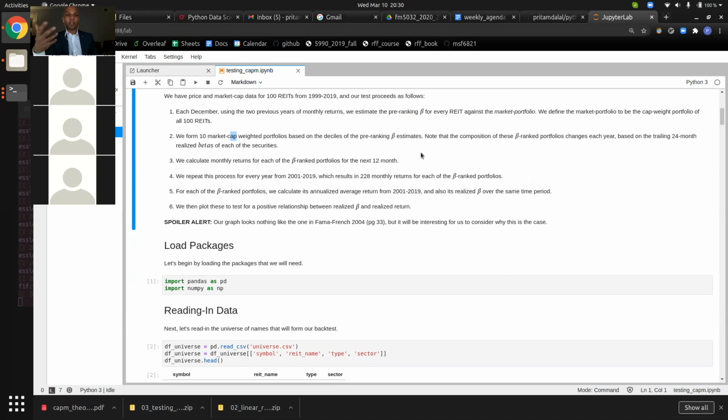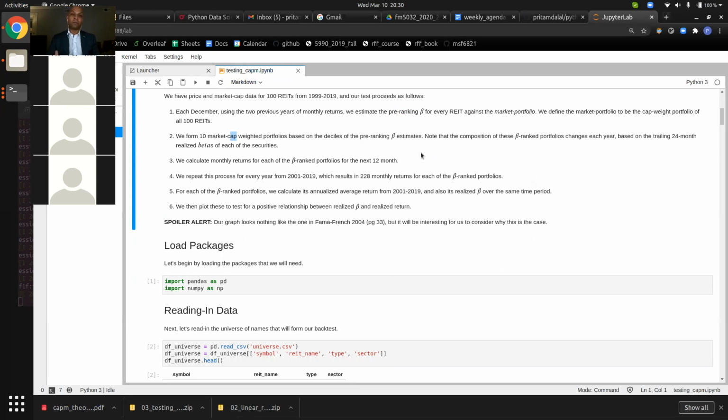Then we're going to calculate monthly returns for each of the beta rank portfolios for the next 12 months. We're going to repeat this process every year from 2001 to 2019, which is going to result in 228 monthly returns for each of the beta rank portfolios.